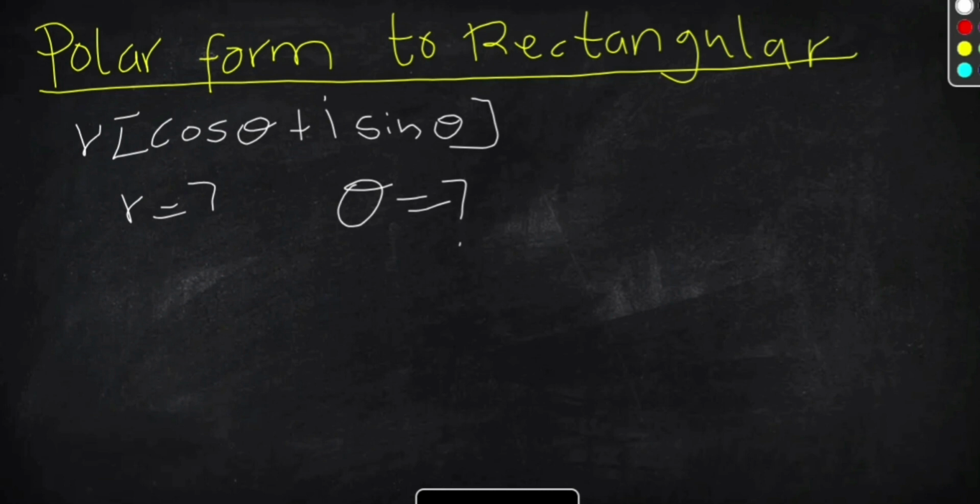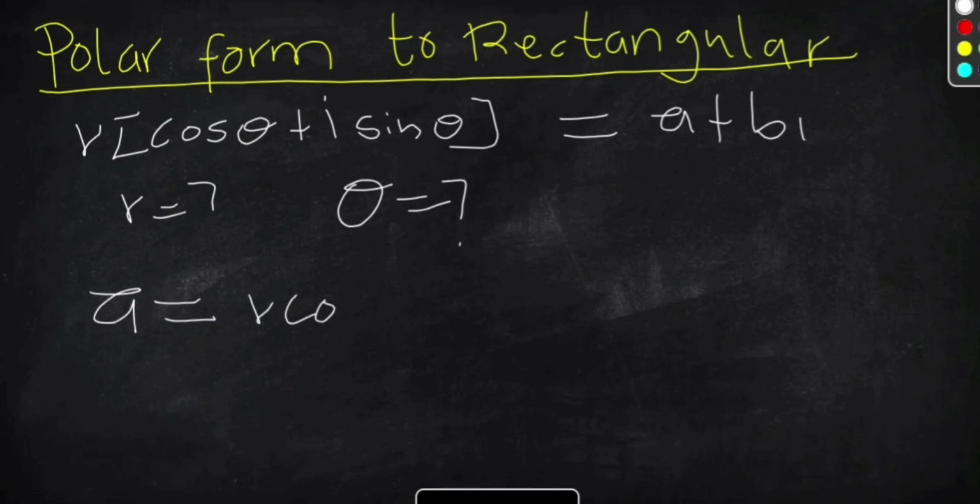We know that a rectangular coordinate is represented as a plus bi. So to find a, a is equal to r cos theta, and to find b, b is equal to r sine theta.